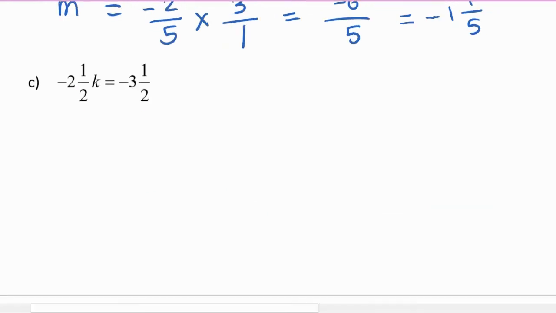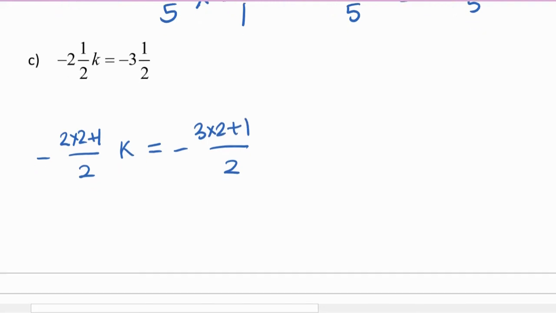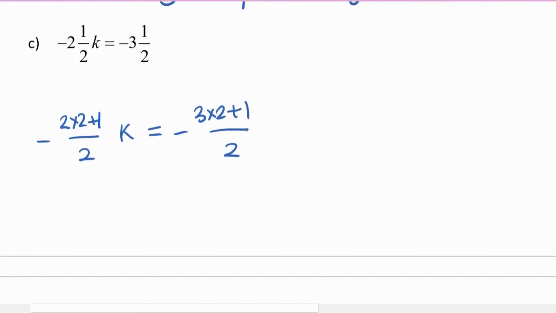Alright, let's move to the next question. When you have mixed numbers like this, you always need to change them to improper fractions. I have negative 2 and 1 over 2, so I'm going to multiply 2 times 2 plus 1. K equals negative 3 times 2 plus 1. So change everything to improper fractions. I got negative 5 over 2 k, and I got 7 over 2.